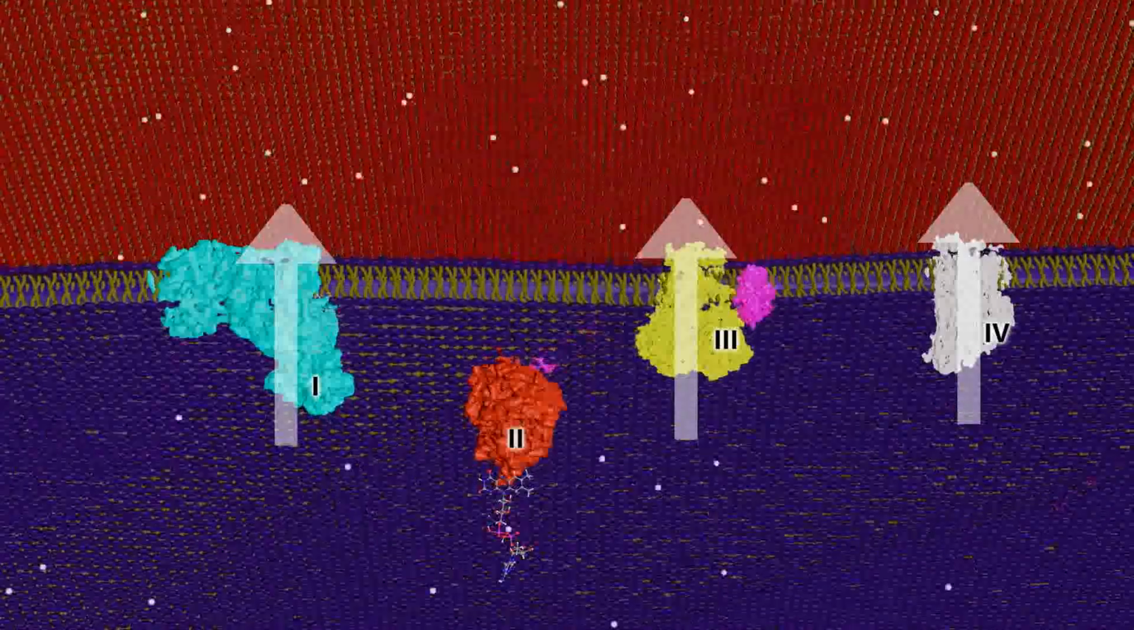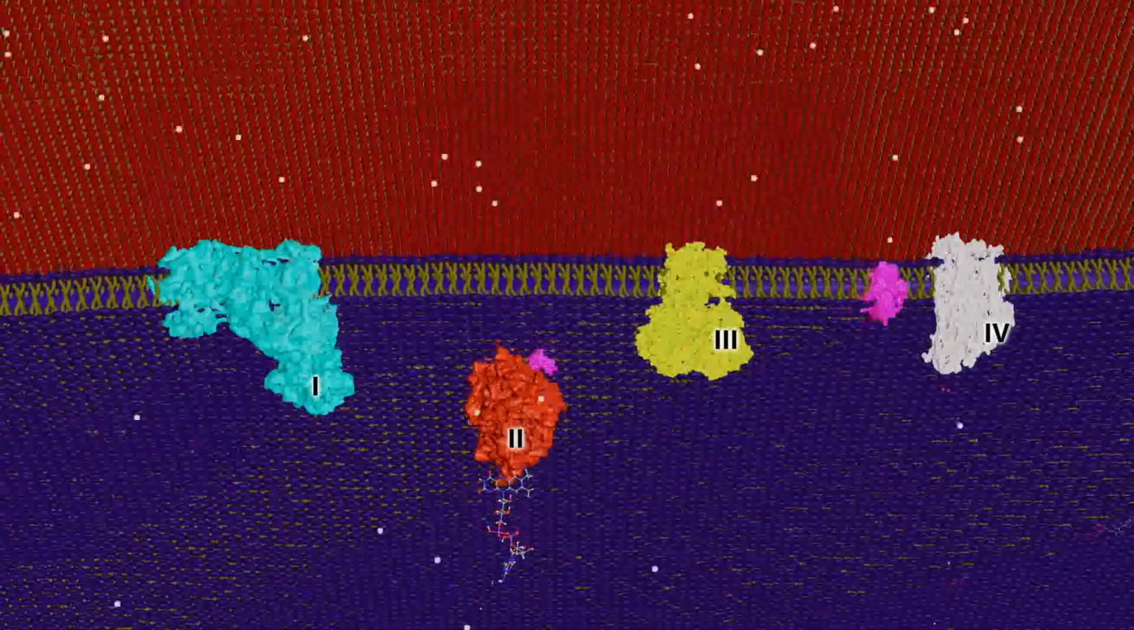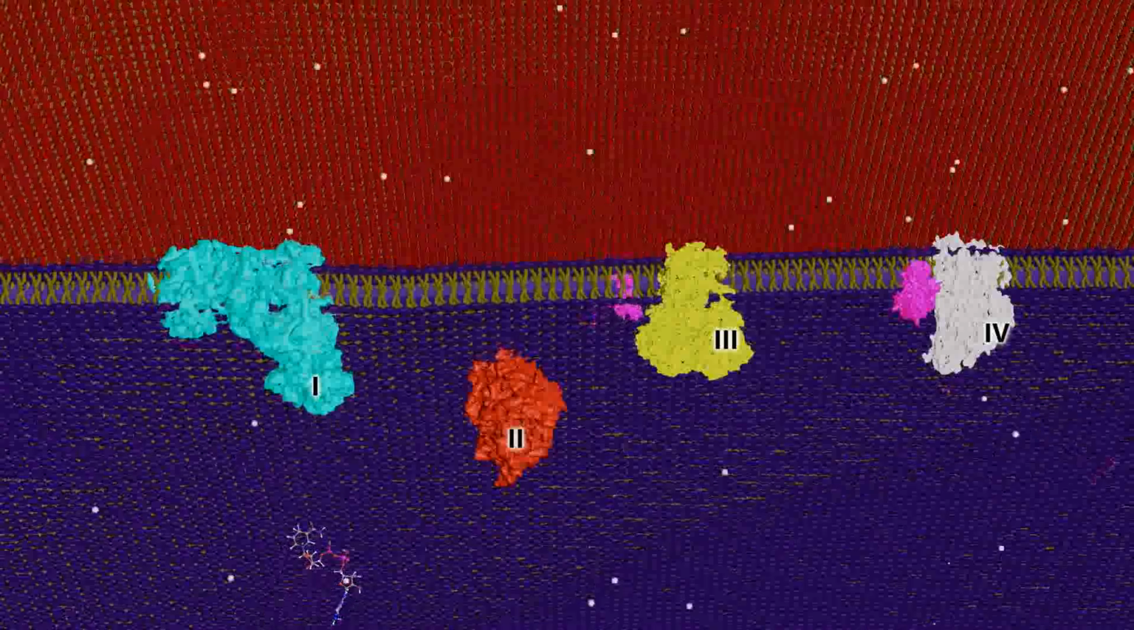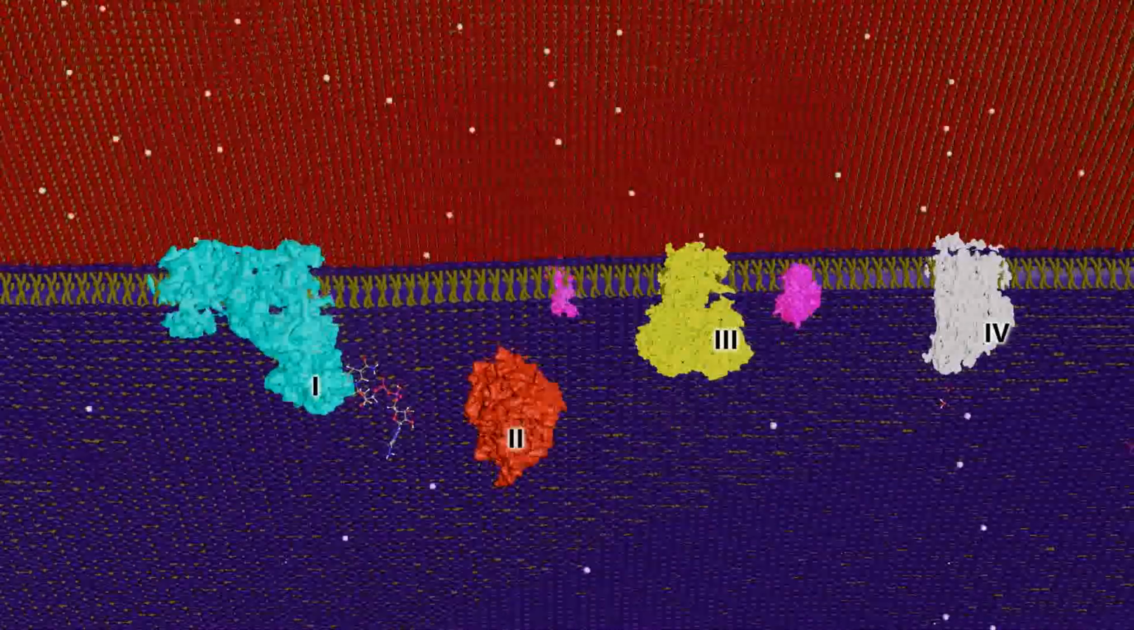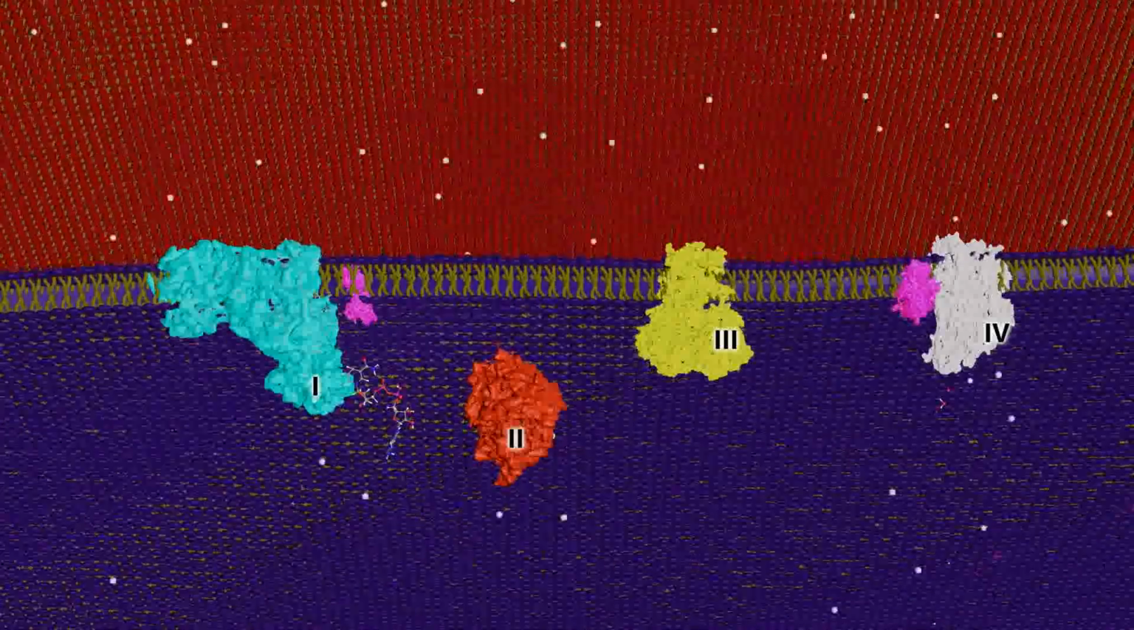So there's a lot of movement taking place, and we are going to zoom in and slow this process down, starting with complex 1.